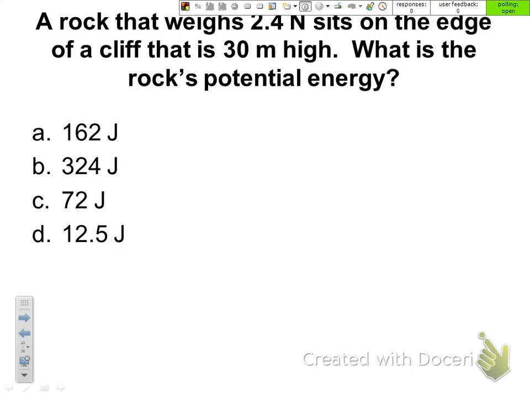You got to do some math here, so all you're doing is hitting the number. A rock that weighs 2.4 newtons sits on the edge of a cliff that is 30 meters high. What is the rock's potential energy? You got to do some math. You got to know the formula. If you got a calculator, share it with your neighbor, please, if they need it.